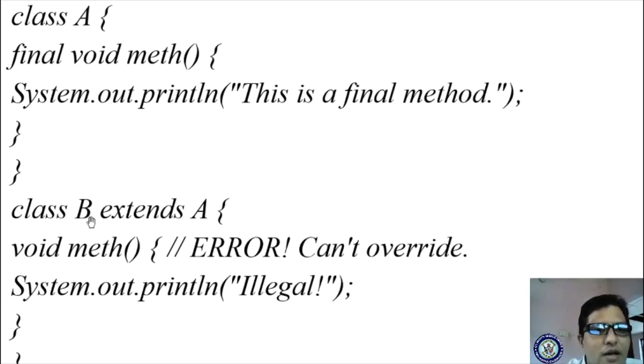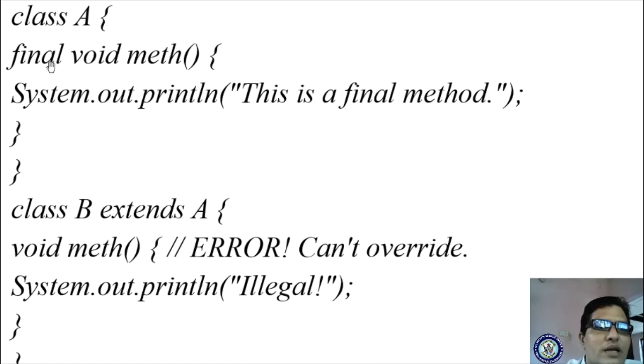Now I am writing the class B extends A. Okay, class B extends means you are inheriting A. Which class are you inheriting? Class A. Now it also consists of a void math method, but if you want to execute the method, then it will give an illegal.